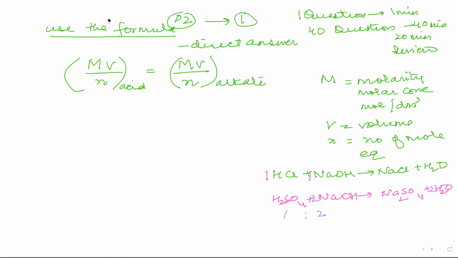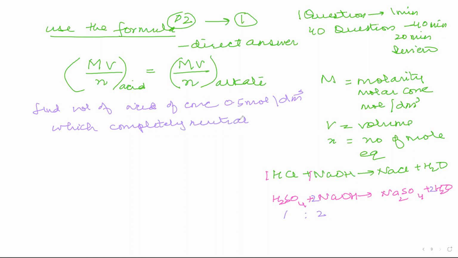Now, what happens inside this is that whatever quantities are given to you, let's suppose they said, find out, I'm just making up the question, find out the volume of acid of concentration, let's say, 0.5 mole per dm cube, which completely neutralizes 25 cm cube of 0.1 molarity of NaOH. So let's suppose this is a question.